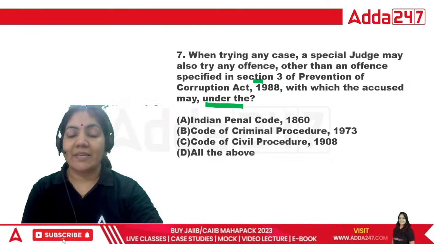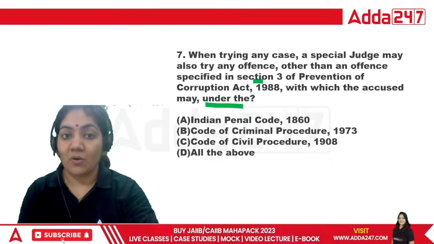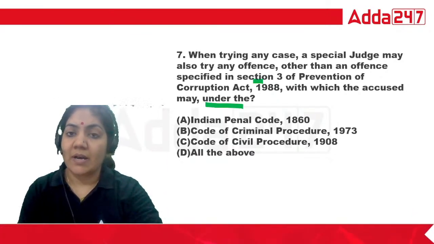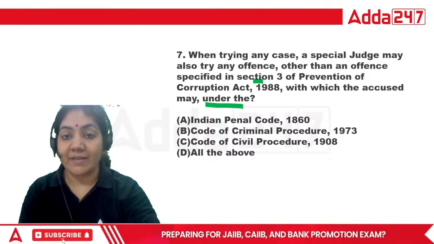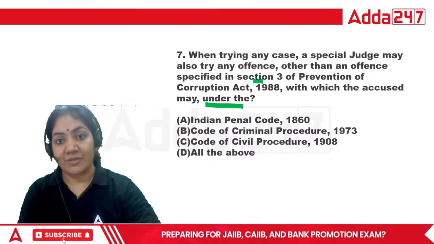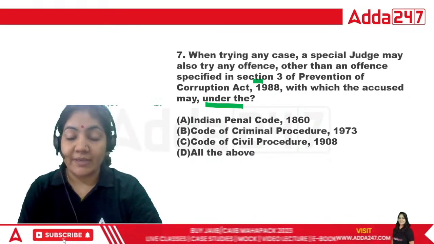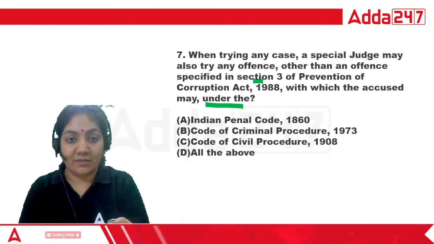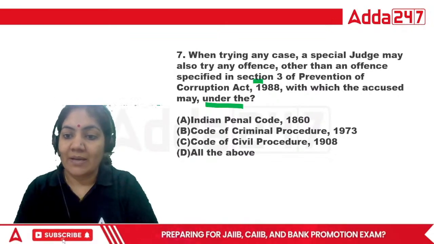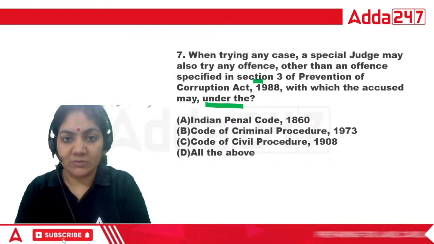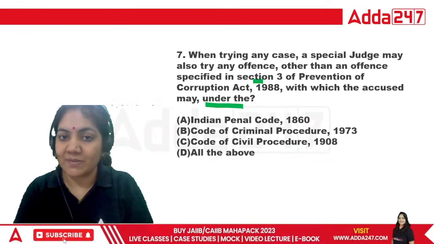When trying any case, the special judge may also try any offence other than the offence specified in Section 3 of the Prevention of Corruption Act, with which the accused was charged under the, it means you can say in which act it deals with. IPC, that is Indian Penal Code, CRPC, CPC, or all of the above.